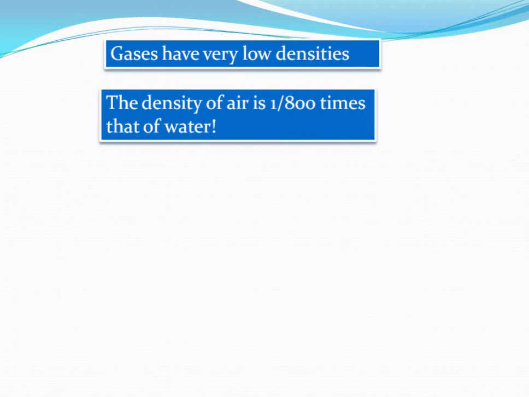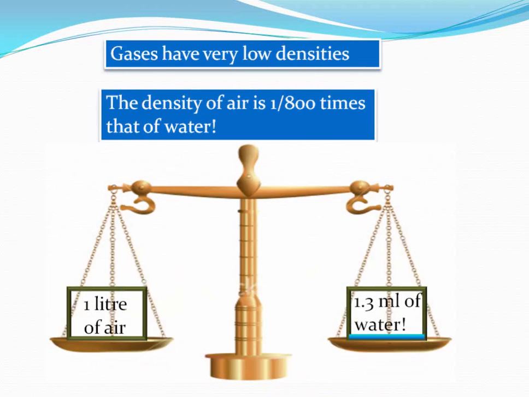Did you know that? This means that at 0 degrees Celsius and 1 atmosphere pressure, the conditions that all of us live in, air is basically 800 times lighter than water. If you take a mass balance, you'll see that 1 liter of air weighs as much as 1.3 milliliters of water at standard temperature and pressure. Understood? Clearly, the densities of gases are much lower than the densities of liquids, isn't it?